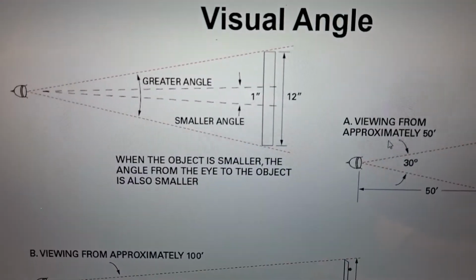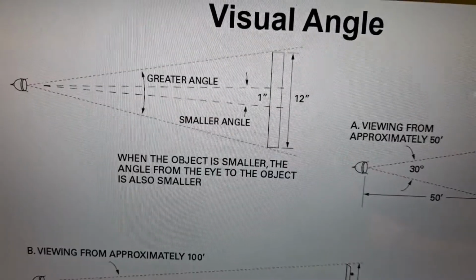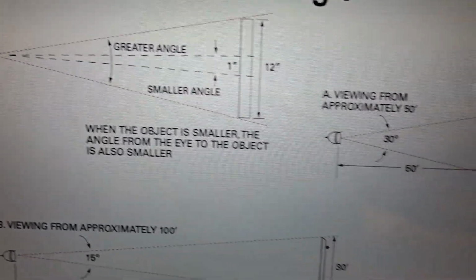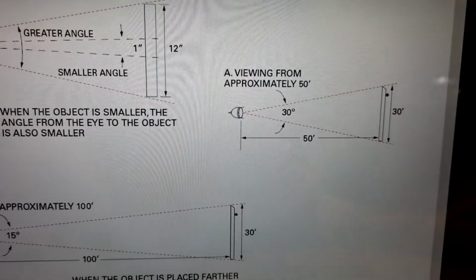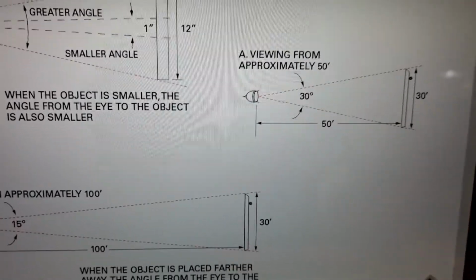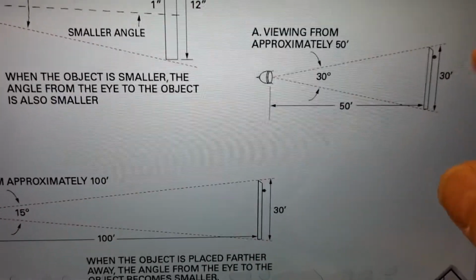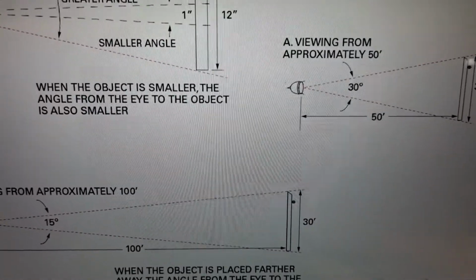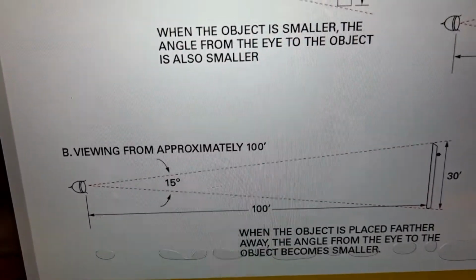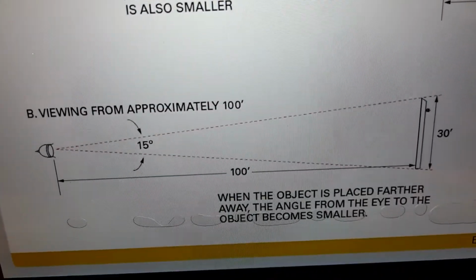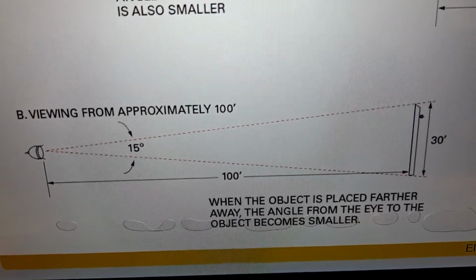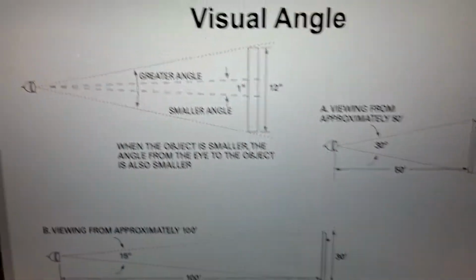Okay, the visual angle. Greater angle or smaller angle. When the object is smaller, the angle from the eye to the object is also smaller. Viewing from approximately 50 feet, you see a 30-foot vision. And then viewing approximately at 100 feet at a 15 degree angle, when the object is placed farther away, the angle from the eye to the object becomes smaller. It allows you to focus on that.